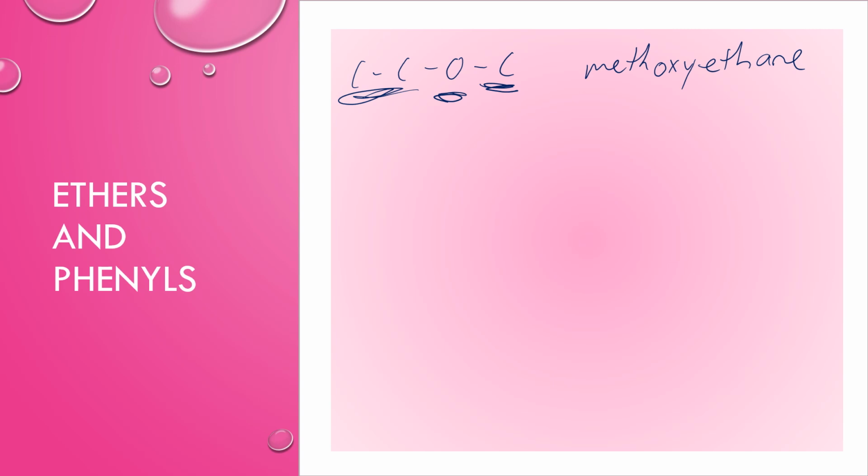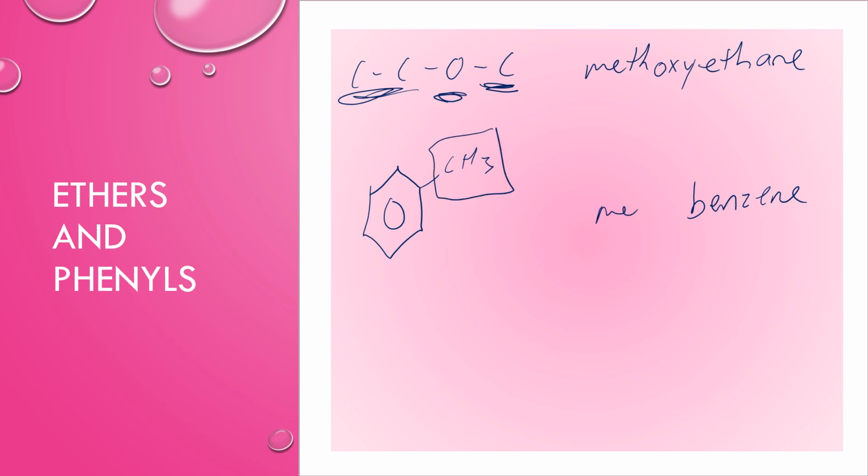And then phenyl is that benzene group attached to something. And so let's say I just have this compound here. When you have that phenyl functional group, your names are going to end in benzene because it has a benzene ring attached to something. And that something here is a methyl group because it's a single carbon. So this is methylbenzene.